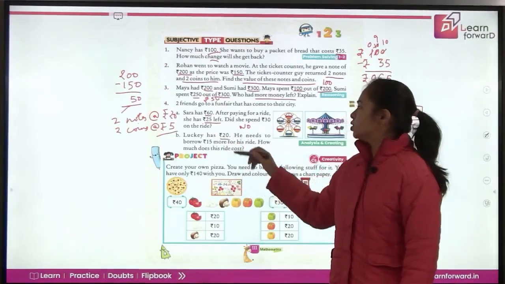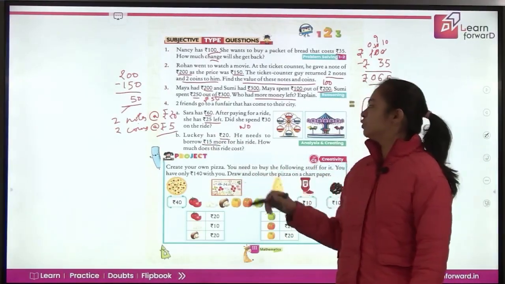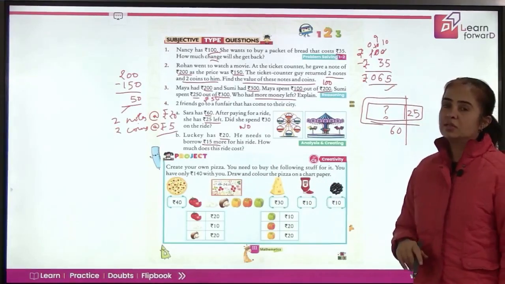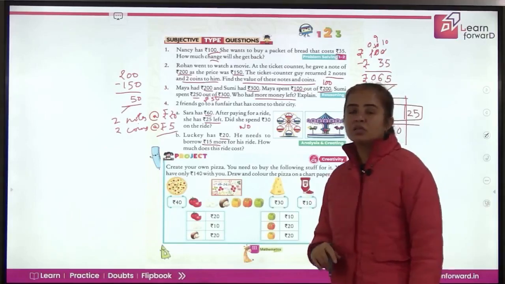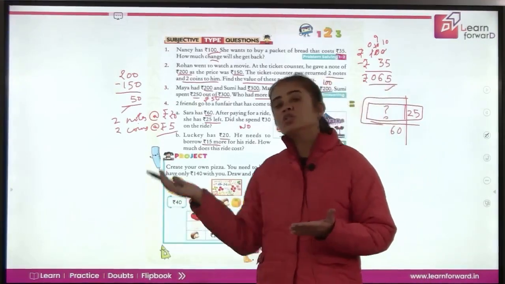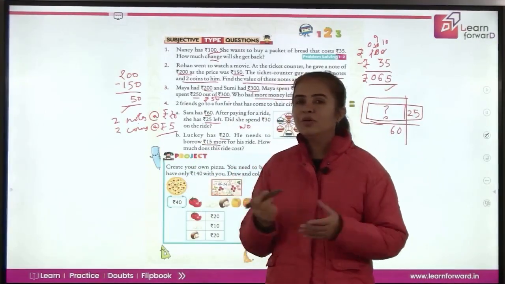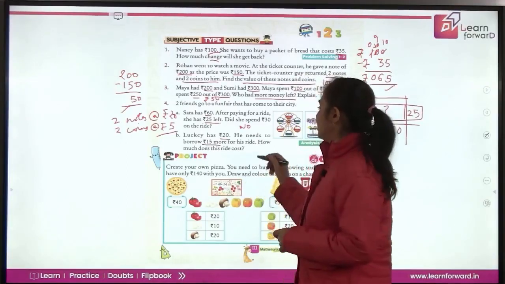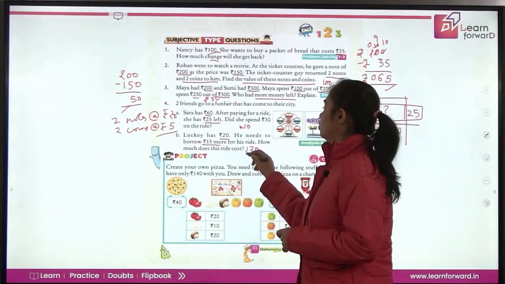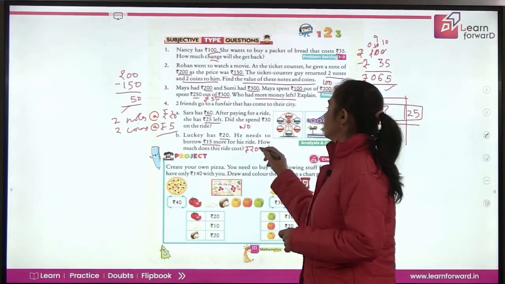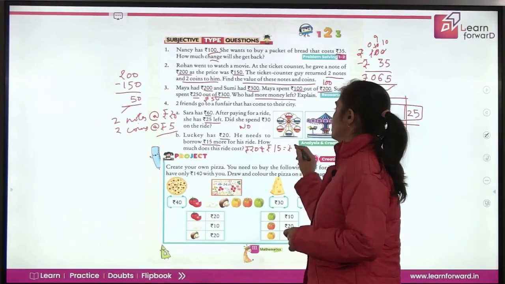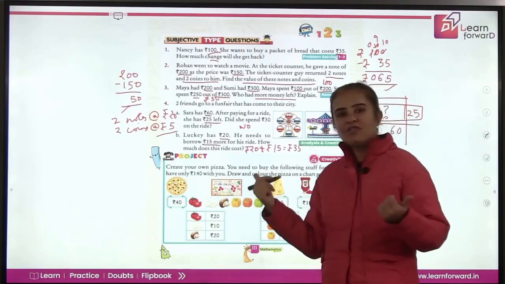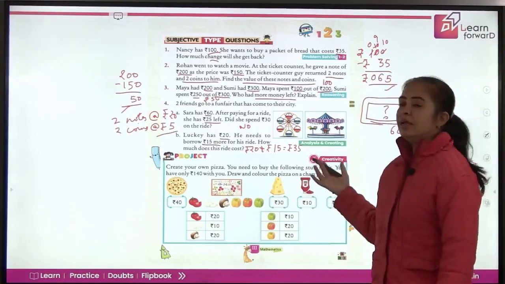Lucky has rupees 20. He needs to borrow rupees 15 more for his ride. He wants more. So, how much does this ride cost? He already has 20. He wants 15 more. So, what will you do? Add, exactly. So, here you will be doing rupees 20 plus rupees 15. That is equal to rupees 35.